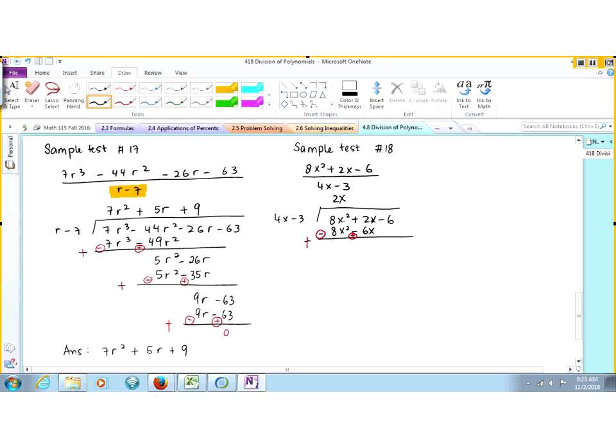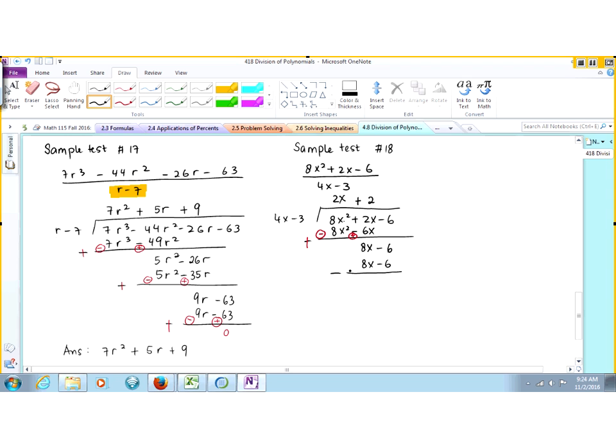Let me finish this. So what is this? 2x plus 6x, that is? 8x. Then we bring down the minus 6. Yes. Now what? 8x divided by 4x, that is? Plus or minus? Plus 2. Yes. 2 times 4x minus 3, 8x minus 6. And then we subtract.